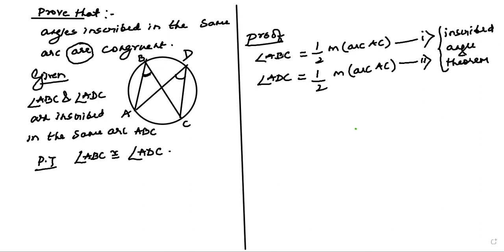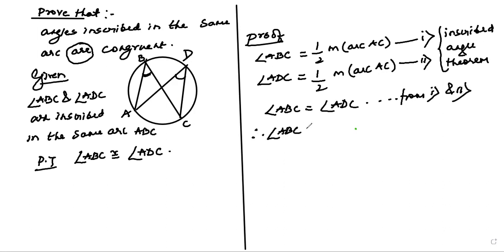Now look at it. Right hand side is the same. So left hand side, angle ABC is equal to angle ADC, from 1 and 2. So naturally, children, I can say therefore angle ABC is congruent to angle ADC. Well, the angles inscribed in the same arc are congruent.